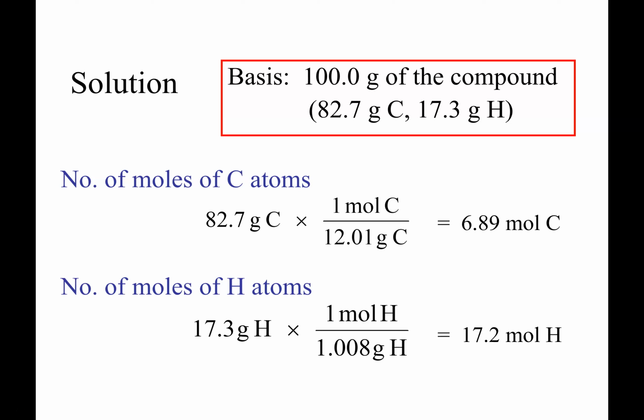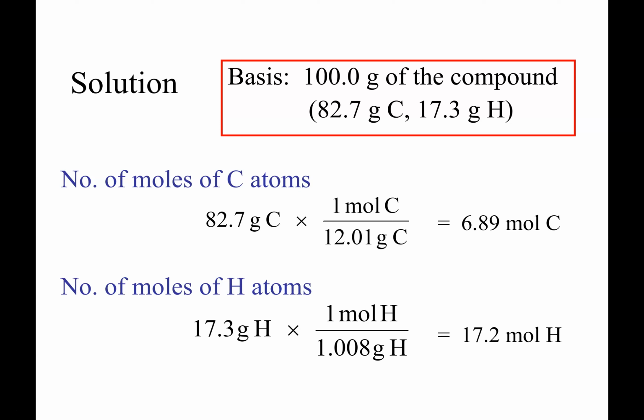And we can knock that out into moles by using the periodic table. For carbon, 1 mole of carbon weighs 12.01 grams. I got 6.89 moles. And then for hydrogen, from the weight percent, you're looking at 17.3 grams of hydrogen. We can use the periodic table: 1 mole of hydrogen weighs 1.008 grams. You're looking at relative moles of 7.2 moles.